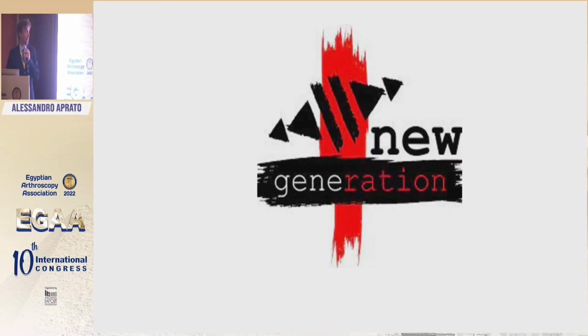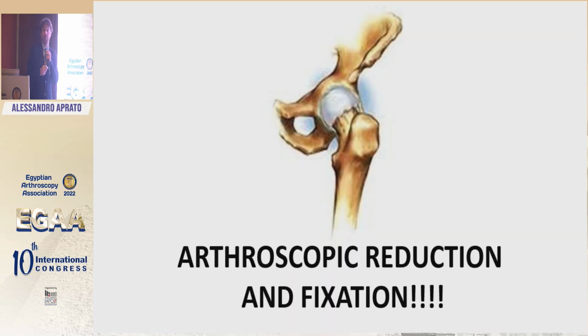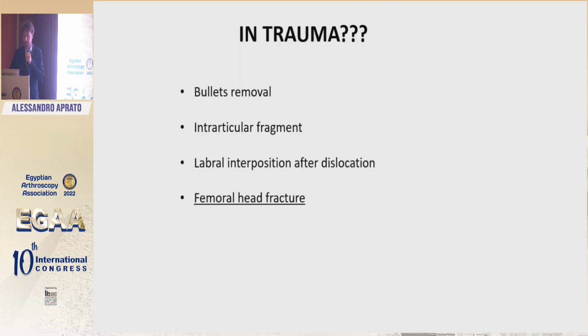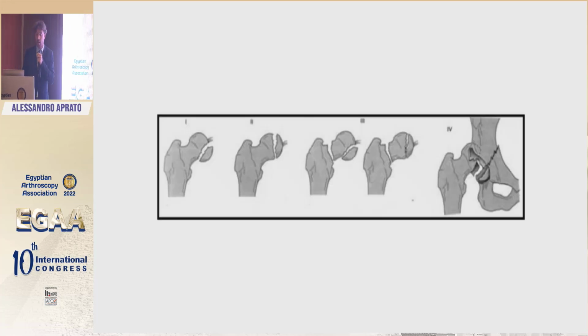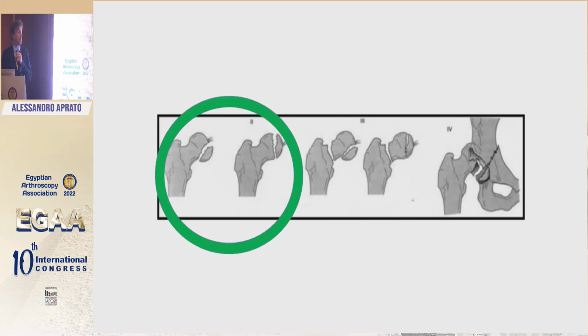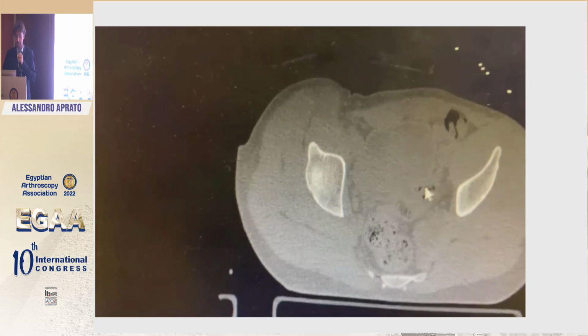Now the new era came, and we are doing reduction and fixation through arthroscopy. This is the difference from what we were doing before. The first indication that came to our mind is femoral head fracture. If you deal with femoral head fracture, you probably think about arthroscopy not in the type 4 Pipkin fracture. You may think about it in the type 3. You may fix the type 1 or type 2 with arthroscopy, and you can fix percutaneously the neck fracture. But the first indication that came to our mind is the Pipkin 1 or Pipkin 2 fragment.